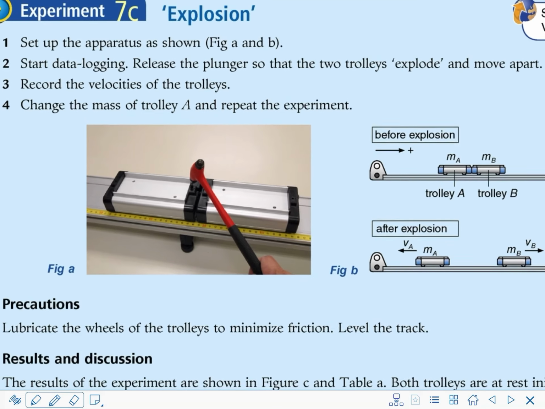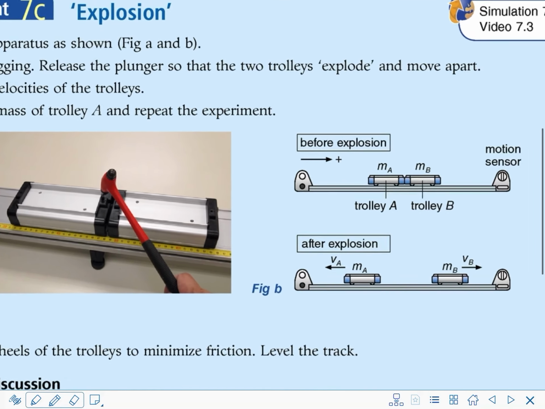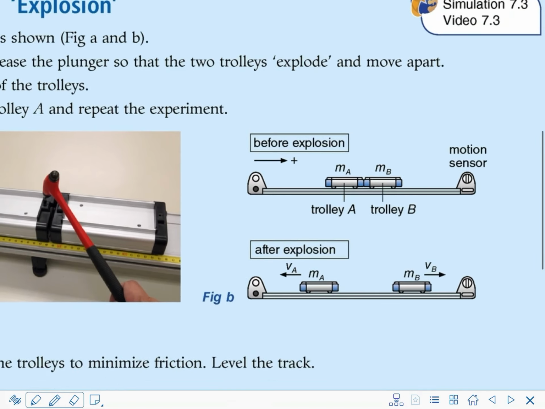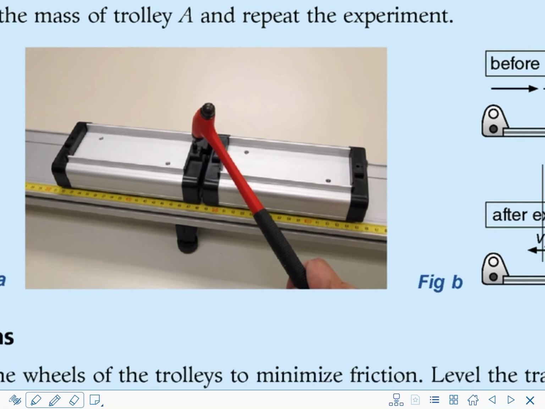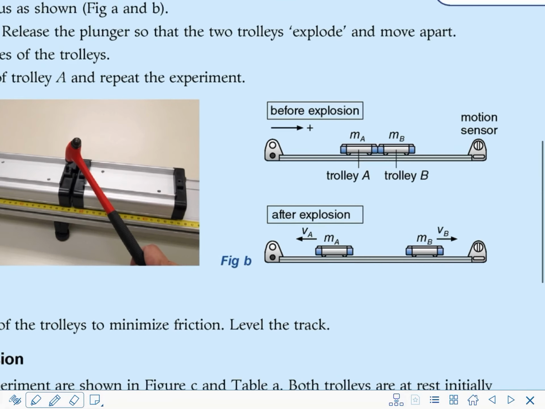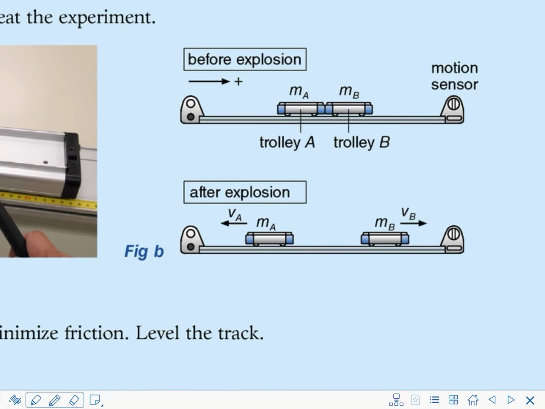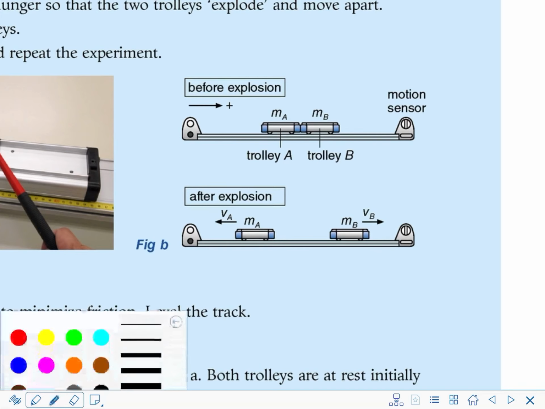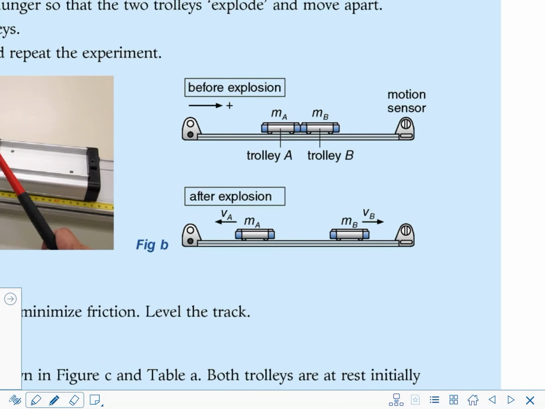We go to the third case, explosion. If the two cars are stuck together at the beginning, before the explosion, and after we hit the button, the spring inside would make the trolleys move in opposite directions. Now, this is collision, and this is explosion. So we can also use total momentum to be conserved.